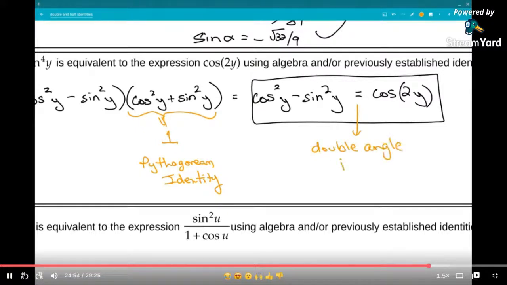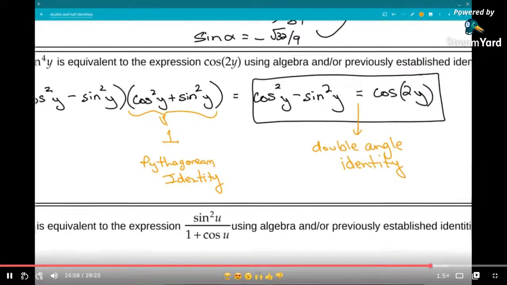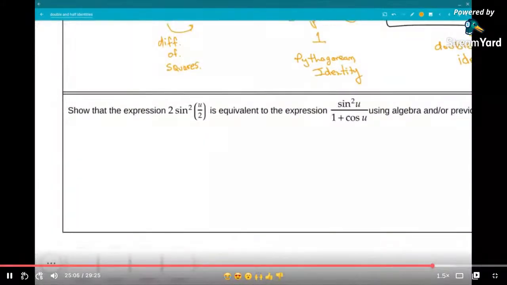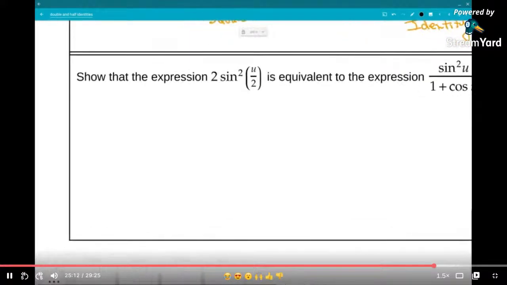You start with what's asked and you manipulate it using legal moves, legal algebra, legal substitutions, and so on. So now you can read this on your own. We're going to show that 2 sine squared of u over 2 is equivalent to that expression over there.